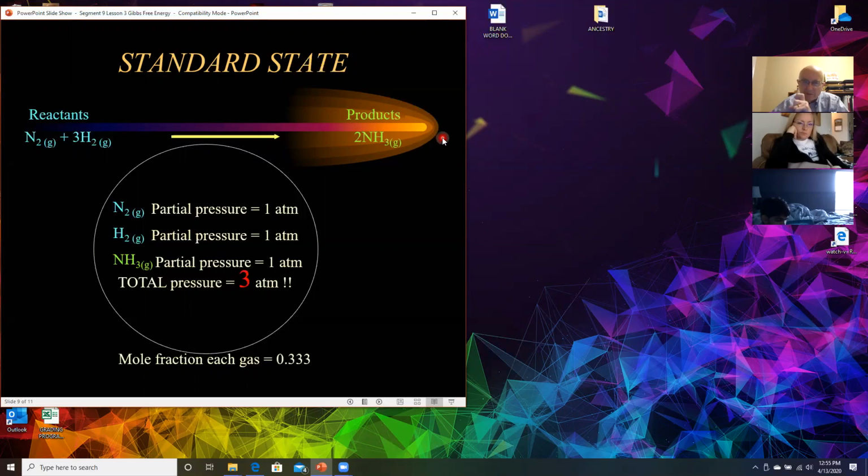The reference state is the elements in their reference state at a partial pressure of 1 atmosphere. Not a total pressure, a partial pressure. So when I'm talking about this standard state for this reaction, I'm talking about a big container that's got nitrogen in it at a partial pressure of 1 atmosphere, hydrogen in it at a partial pressure of 1 atmosphere, ammonia in it at a partial pressure of 1 atmosphere. By Dalton's law, the total pressure is 3 atmospheres.